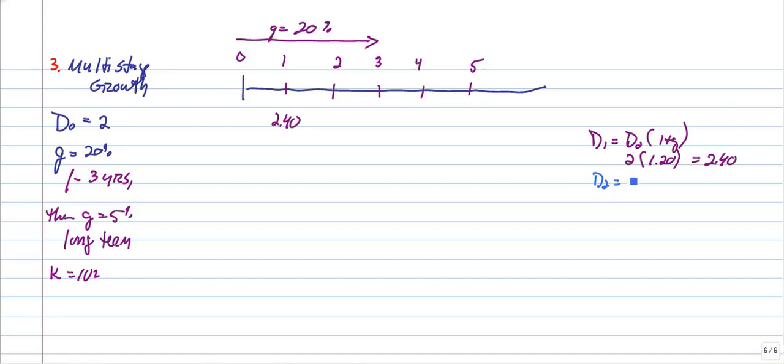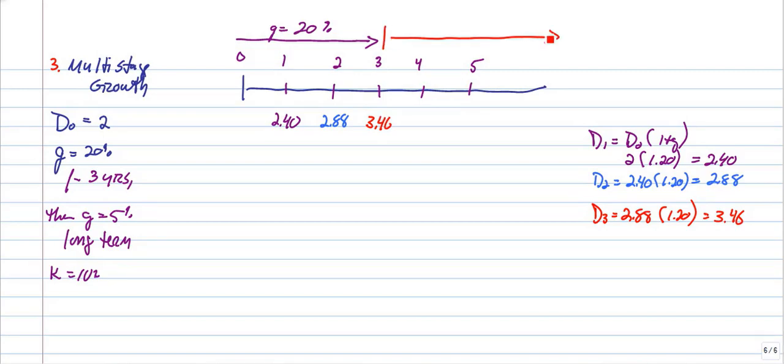D2 will equal D1 times 1 plus the growth rate. So we'll let that dividend, $2.40, grow at 20%. That gets us to $2.88. D3 will equal the $2.88, and it's going to grow at 20%. It looks like it's $3, and we'll round it to 46 cents. Okay, but now we see after year 3, growth will be constant at 5%. And so D4 will equal D3 times 1 plus our long-term growth rate, and I get approximately $3.63.